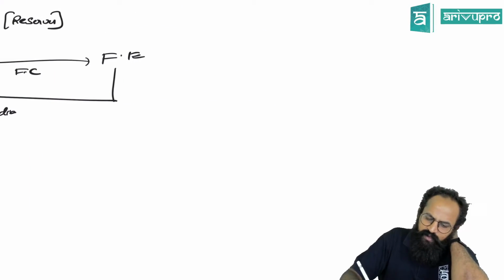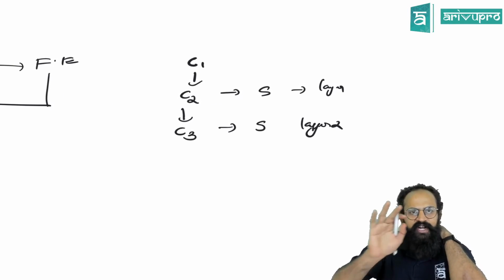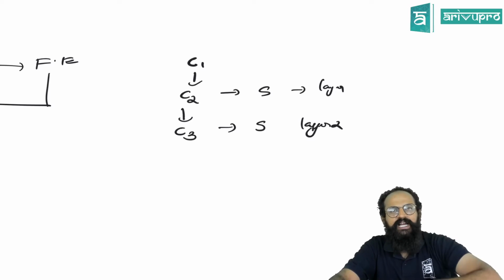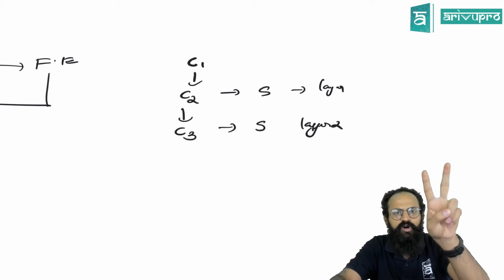Meaning what? Whenever there is a company one, the company one has a subsidiary company. This is called company two. This is subsidiary. Imagine company two also has a subsidiary company. This is called layer one, and this is called layer two. According to the Companies Act of India, no company can have more than 2 layers of subsidiaries.